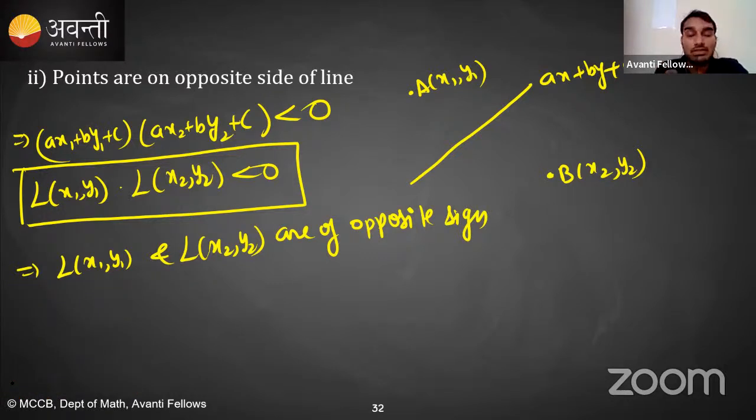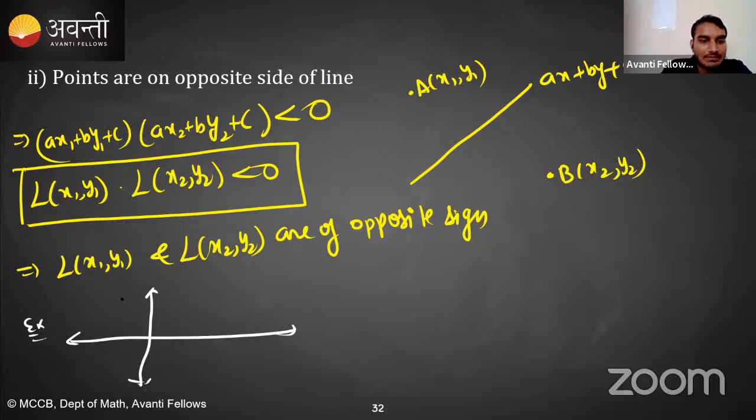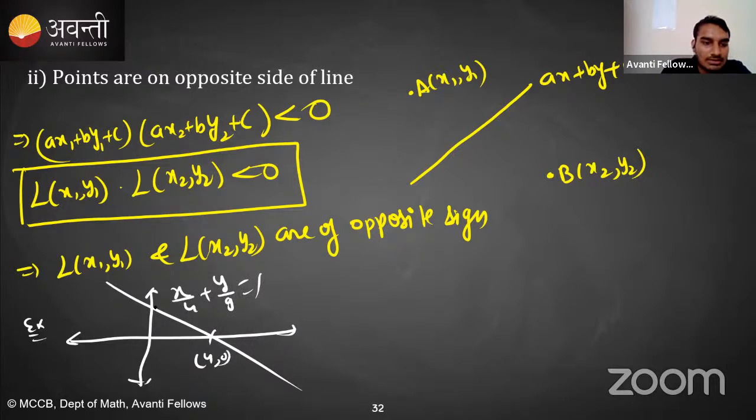So this thing you have to remember. This is very important. तो एक छोटा सा एग्जांपल देख लो. चलो वही एग्जांपल देखते हैं या कुछ चेंज करना है. So let's say this is your line, x by 4 plus y by 9 is equal to 1. So obviously this is nothing but (4, 0) and this is (0, 9). Let's say this is a point A which is (1, 0), and B point which is (7, 0).